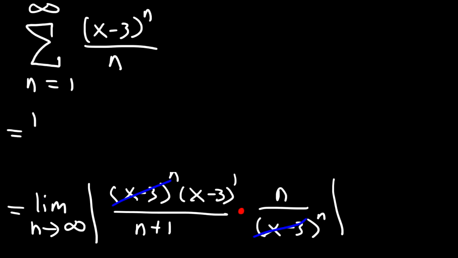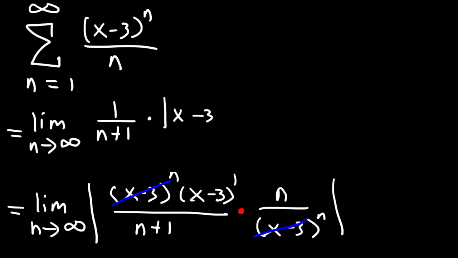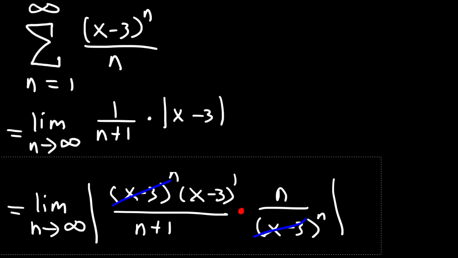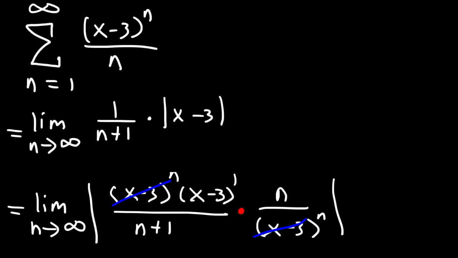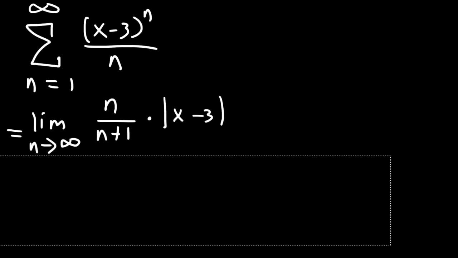And so we're left with the limit as n goes to infinity of the absolute value, or we could just say 1 over n plus 1 times the absolute value of x minus 3. So as n goes to infinity, actually wait, I'm forgetting something. I can't forget this n, so let's put that on top. That would have been a very big mistake.